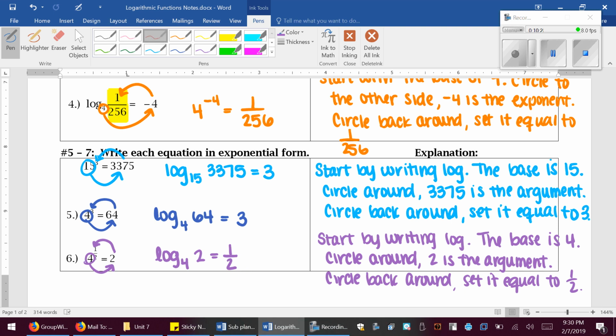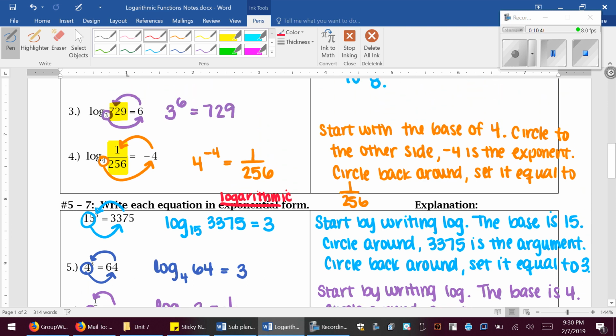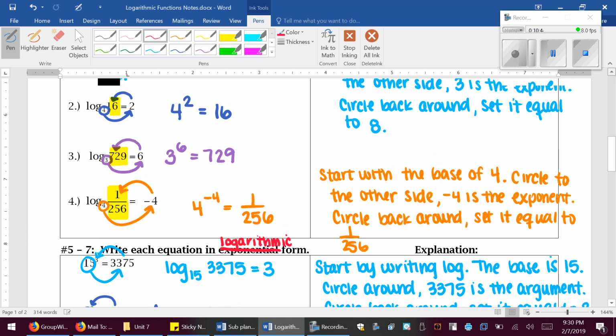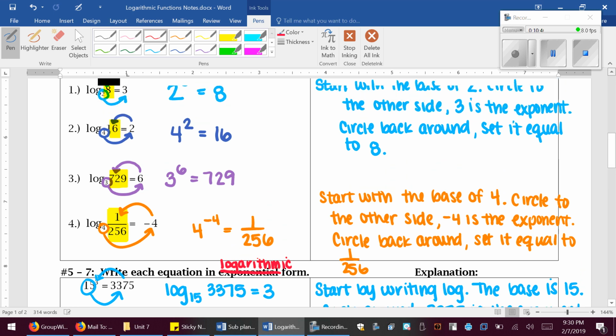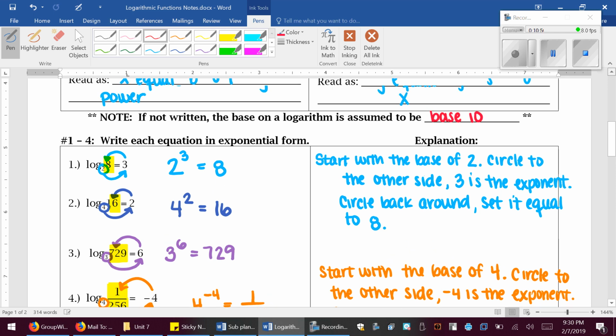And I do notice a typo in these directions. This says write each equation in exponential form. It's already in exponential form. That should say logarithmic form. So let's check this one. This one's correct. Write it in exponential form.